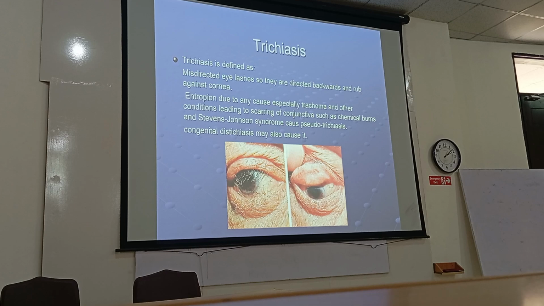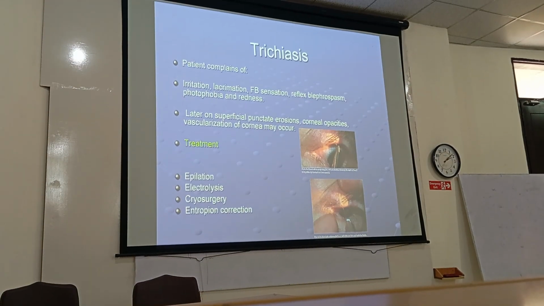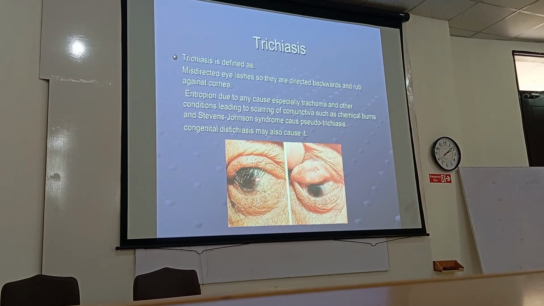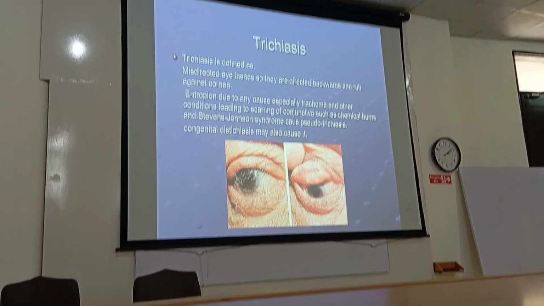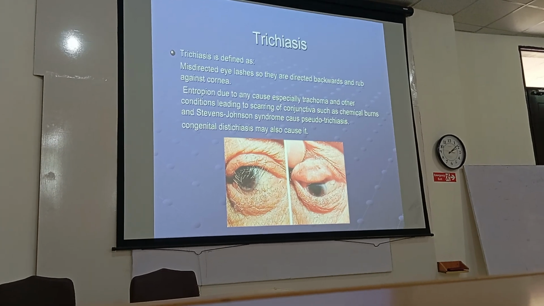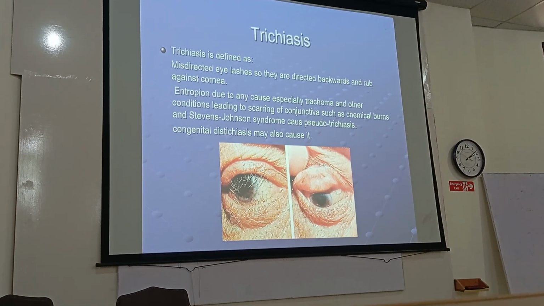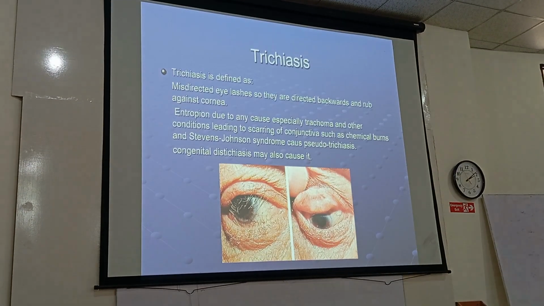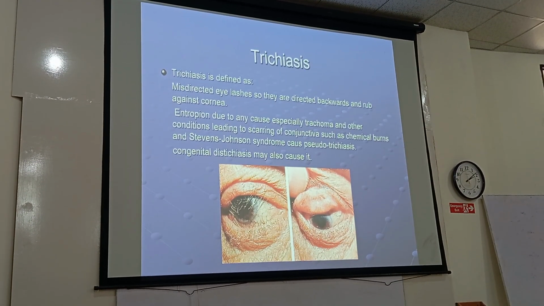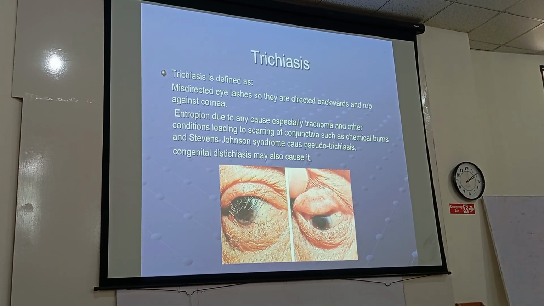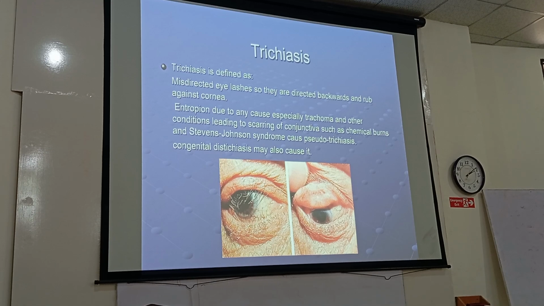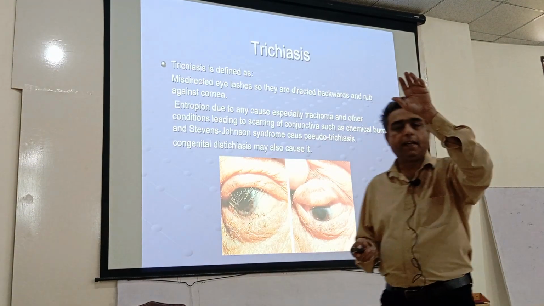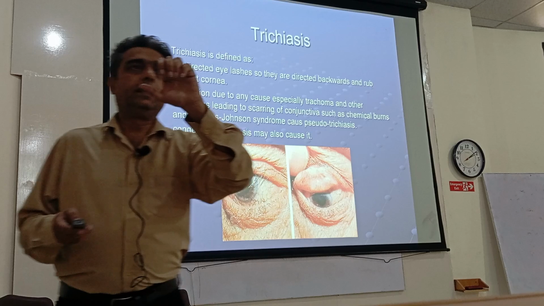Now coming back, this is the inward turning of the eyelashes. In the previous lecture, we discussed that normally the eyelashes of the upper eyelid go outward and upward, and the lower eyelid lashes go downward. If they are misdirected, for example, the lashes in this case are misdirected toward the cornea like this, and they are rubbing the cornea.